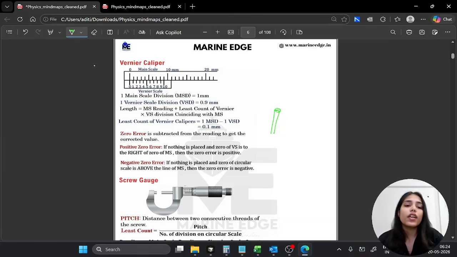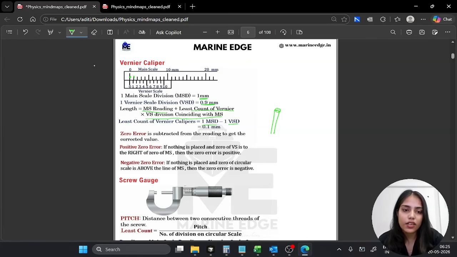Now, in the vernier caliper, we have the main scale. The smallest unit that can be measured on this main scale is 1 mm. Similarly, in the vernier scale, the divisions are 0.9 mm. The length, or whatever value you are calculating, will be main scale reading plus least count of vernier caliper times VS, the vernier scale division coinciding with MS. The least count of the vernier caliper can be calculated as main scale division minus vernier scale division. In this case also, you will have the zero error that is subtracted from the reading.